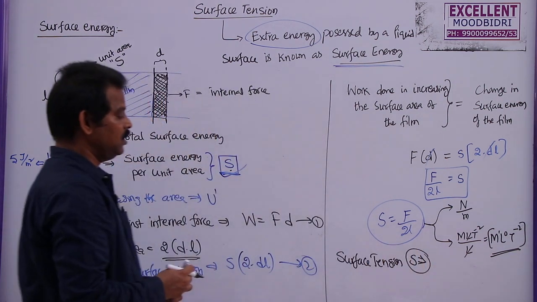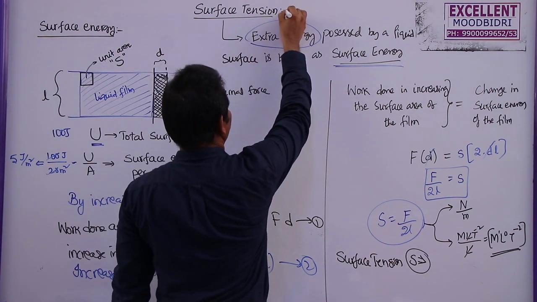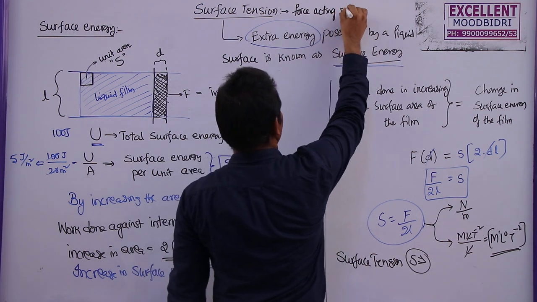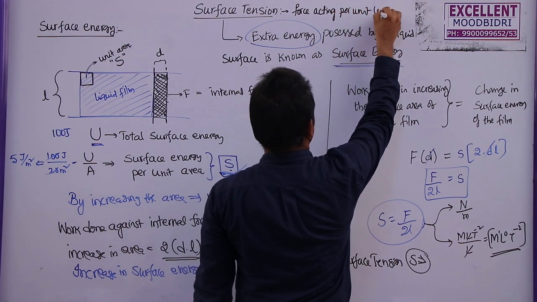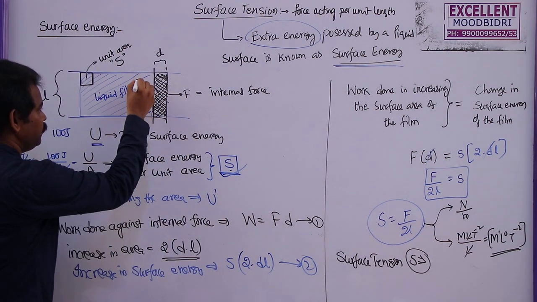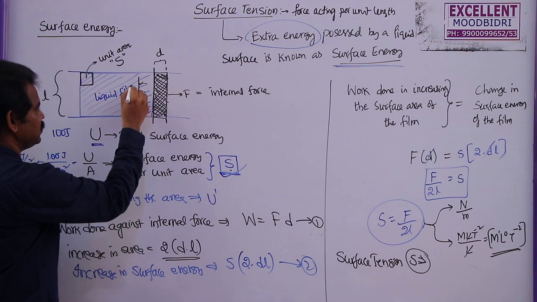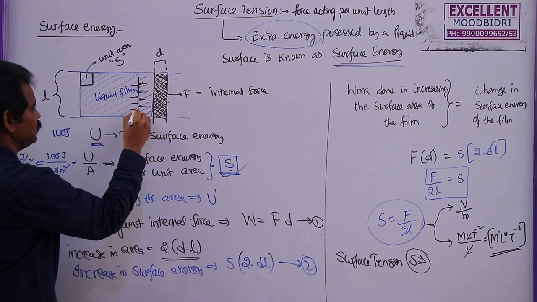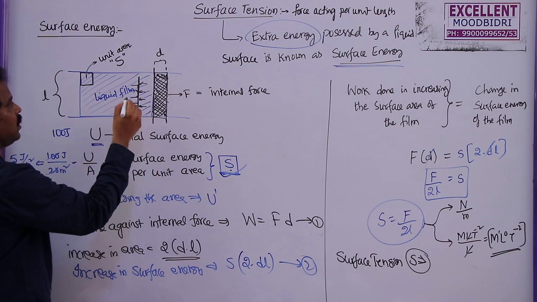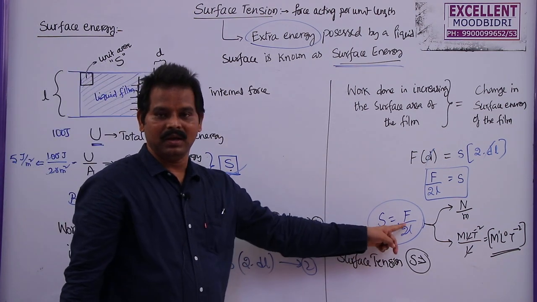So this is the definition of surface tension. Now I am going to write one more definition. Force acting per unit length on an imaginary line drawn on the surface of a film. Now if you draw one imaginary line here, it will experience force on both sides, this side and this side. So the force experienced on this imaginary line per unit length is called the surface tension of this liquid. So the formula is force by length.